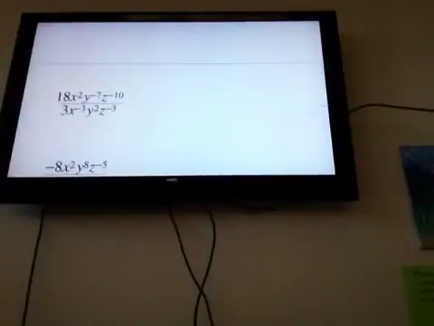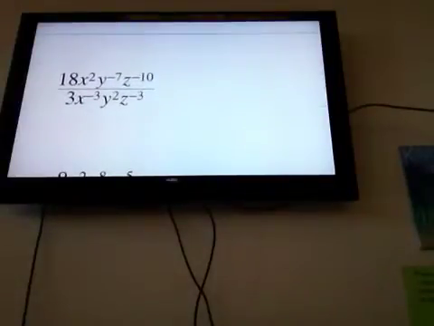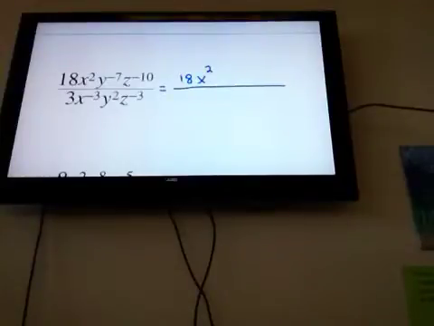Okay, you'll see that there are lots of negative exponents in this question. So the first step that I'm going to take is just to move all those things with a negative power. So my 18, my numbers always just stay there. I'll come back to those. X squared is going to stay. I'm just going to work across the top, and I'm going to go to the bottom. Move what I need to move, leave what I need to leave. So Y to the negative 7th comes down. Z to the negative 10th comes down. My 3 is there. X to the negative 3rd goes up. Y squared stays. Z to the negative 3rd goes up.